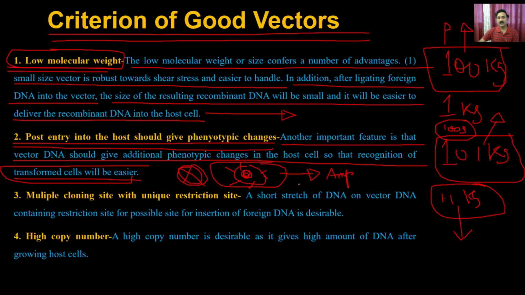Other criteria: for example, if it is going to give some color, then I can easily see that the red colored cells are the recombinant DNA containing cells, and the blue colored cells are non-recombinant DNA containing cells, so they are useless. That actually makes the process very easy.